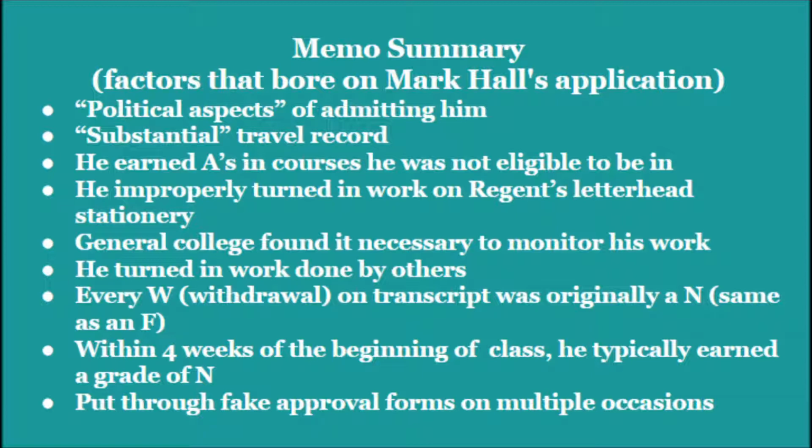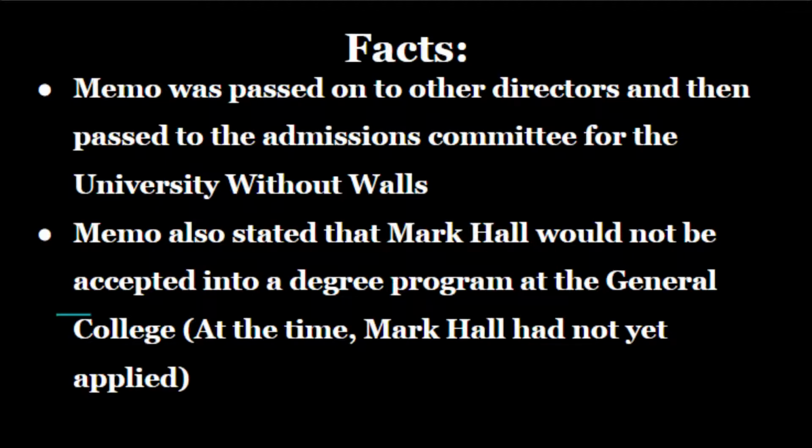Included in the memo was the political aspects of admitting him, his travel record, that he earned A's in courses he was not eligible to be in, he turned in work on Regents letterhead stationery, that the General College found it necessary to monitor his work, and that he turned in others' work passing it off as his own, and that every withdrawal on his transcript was really equivalent to an F, and he put through fake approval forms on more than one occasion. This memo was passed from director to director and eventually made its way to the admissions committee at the University Without Walls program.